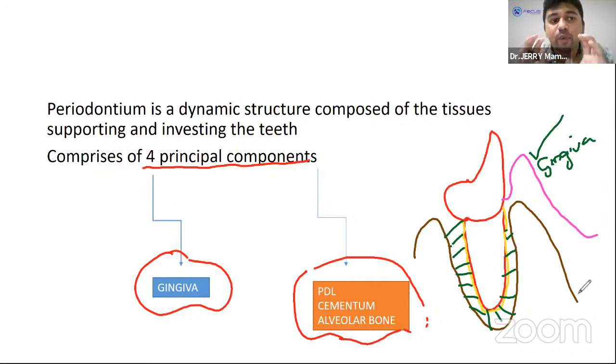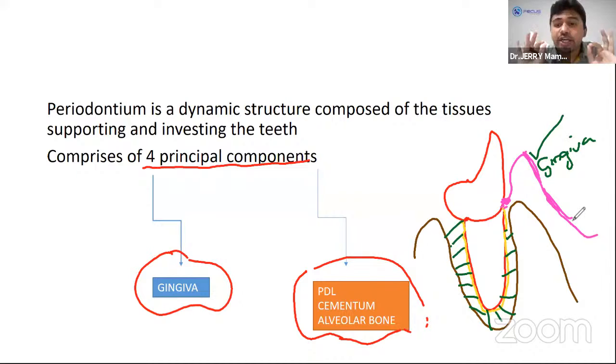Which portion of the gingiva provides attachment to the tooth? Can anybody tell me? What is this structure that is providing attachment to the tooth? No, not the marginal gingiva. Marginal gingiva is here. It is the free gingiva, not attached gingiva. Attached gingiva is here. Attached means it is attached to the bone.